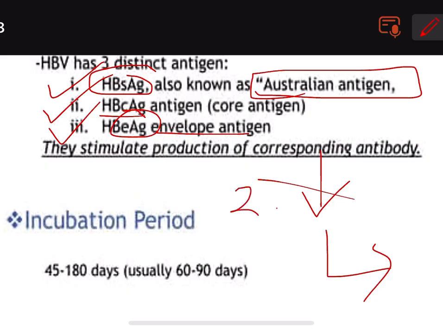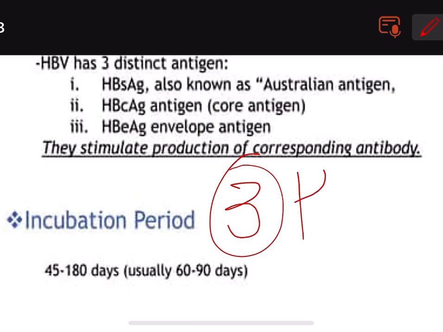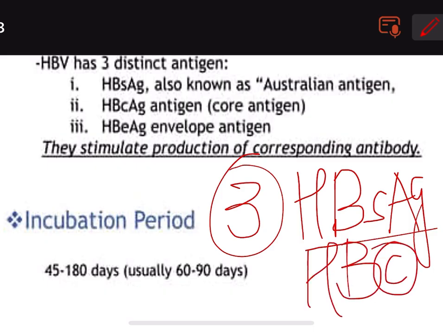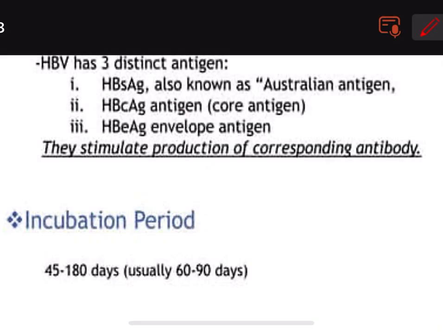Okay, the three antigens, what you have to remember, what are those? The three antigens: hepatitis B surface antigen, which will be positive in the infection, hepatitis B core antigen, and hepatitis B E antigen, that is envelope antigen.